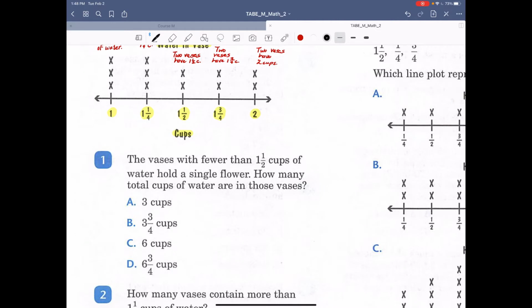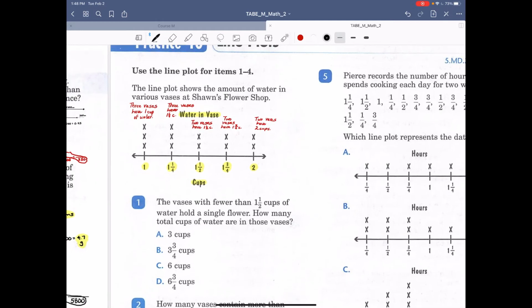The vases with fewer than 1 1/2 cups of water hold a single flower. How many total cups of water are in those vases?